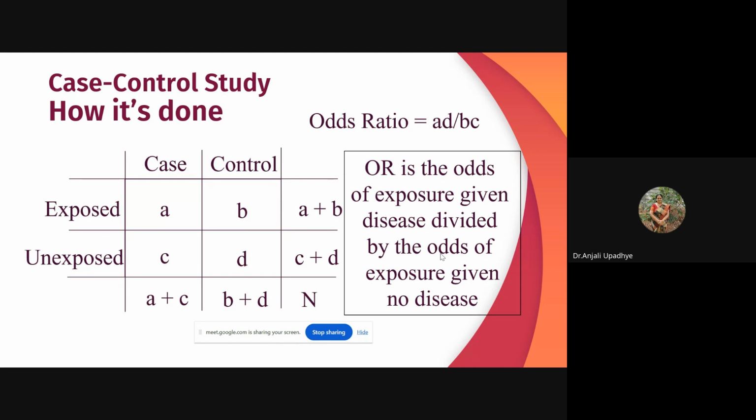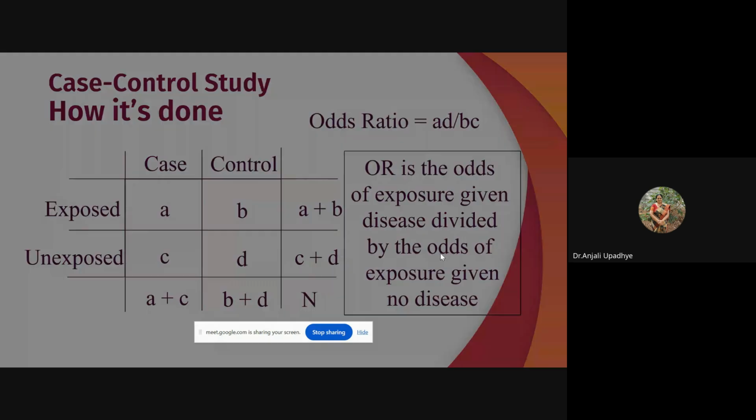Suppose this odds ratio is 1. Then between case and control, there is no association at all. If the odds ratio is 0.59, that means less than 1, then there is no risk of the disease. But if the odds ratio comes to 1.35, then we can say there is a 35% greater likelihood that the disease will occur. This is the odds ratio. That is why, in the case control study, we find the risk ratio or the relative risk in the data. That is why the odds ratio is very important.